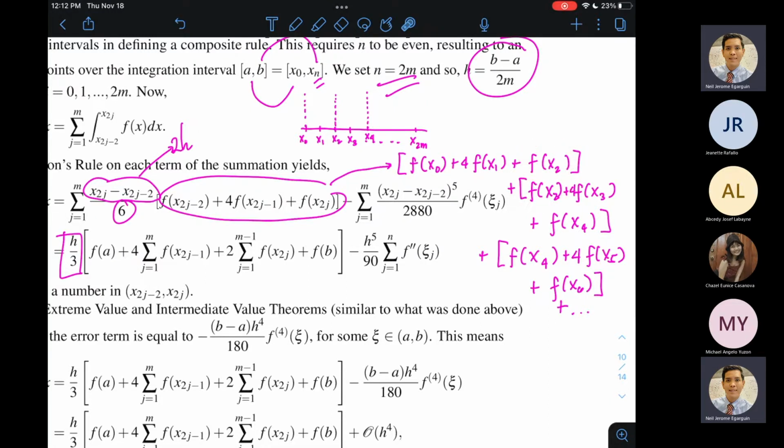Magkakaroon ng f of x2. Kaya yung mga even subscripts, nandito sila sa 2 times f of x sub 2j. Of course, except the 2 endpoints kasi makikita natin once lang sila nag-appear dun sa summation. Okay. Tapos pagka-add yung subscript, lagi siyang may 4 times, tapos never siyang nauulit.